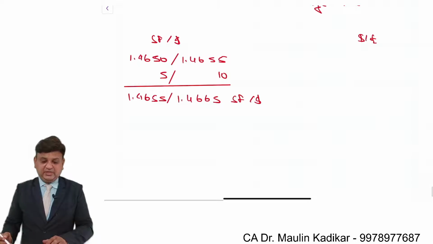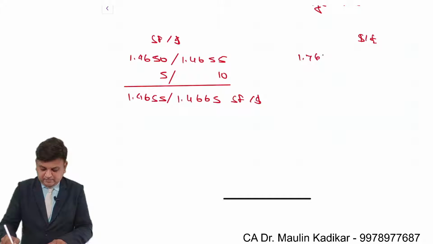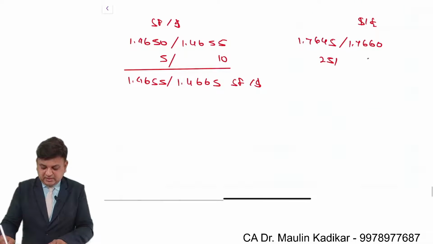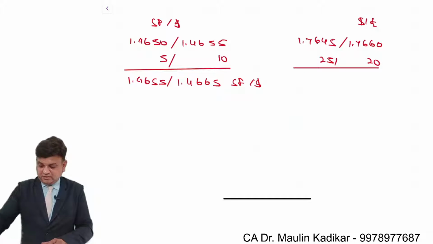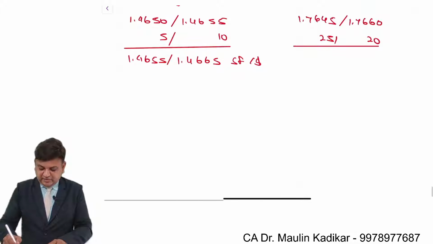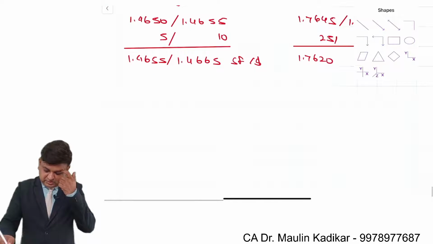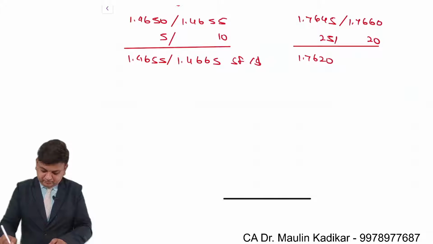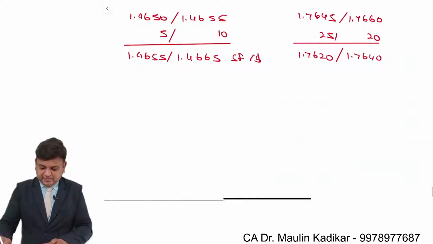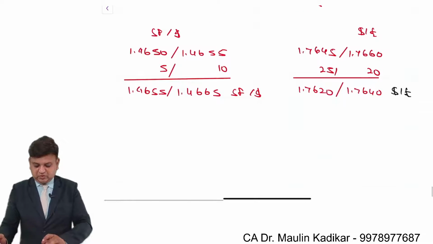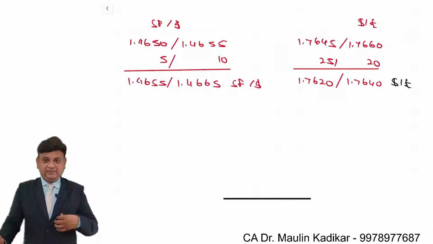For dollar per pound, similarly we are required to do the answer. 1.7645 slash 1.7660. 2520. It is high low, so it will be deducted from the spot exchange rate to compute the forward exchange rate. So 1.7620 slash 1.7640. It is again dollar per pound. These are the two rates that we have.